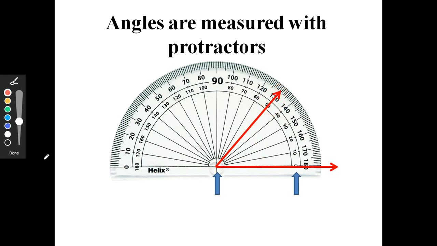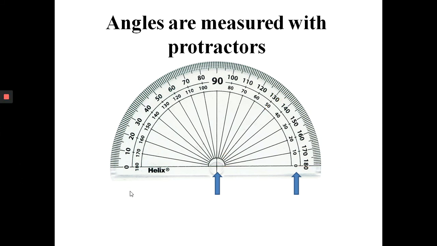Now, another way of thinking of it is when we lined up our bottom ray with 0, that means we're not starting with these numbers here. We're starting where 0 starts. So 10 degrees, 20, 30, 40, 50. So in this case, we're looking at the inside because that's where 0 is. Okay, so that's one way of measuring those.